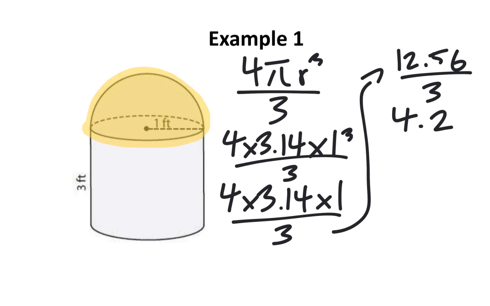4.2. However, this is a half sphere, which means we need to take this number 4.2 and we need to divide it by 2, and that is going to become approximately 2.1 feet cubed.